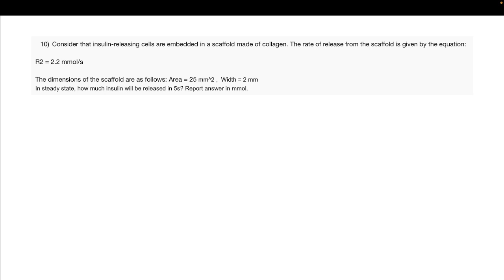Correct. There is nothing to do with area and with the width. Yes, yes. That is just given to confuse people. Even I was confused when I saw the question. So both of you have answered 11.